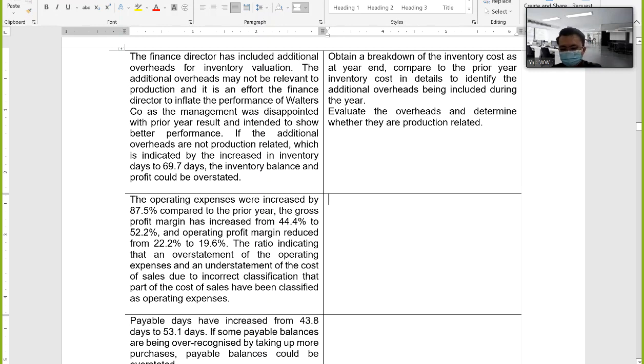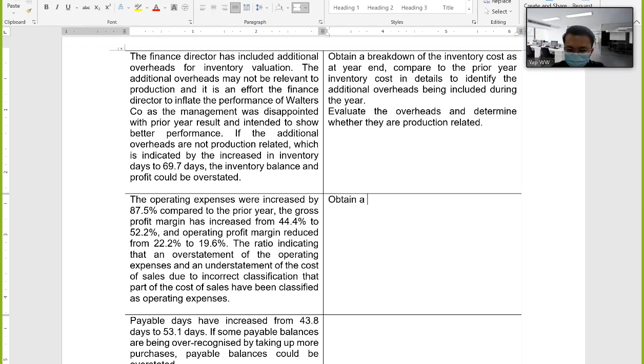Okay, how do we respond to this? You get the breakdown. Operating expenses is one, cost of sales is the other. Compare with last year. Let's say operating expenses: last year I got entertainment expenses, this year I also have it. Last year I got advertising cost, this year also have it. So you compare on a line by line basis.